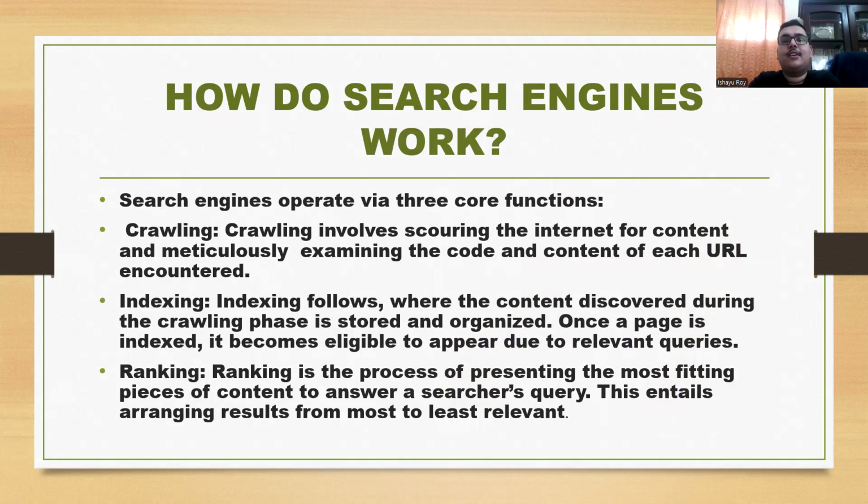Moving on to how search engines work. Search engines operate via three core functions: crawling, indexing, and ranking. And these operations take place in a sequential manner as listed below. Crawling involves scouring the internet for content and meticulously examining the code and content of each URL which you encounter. Indexing follows this, where the content discovered during the crawling phase is stored and organized. Once a page is indexed, it becomes eligible to appear in response to relevant queries. Ranking is the process of presenting the most fitting pieces of content to answer a searcher's query. This entails arranging results from most to least relevant.